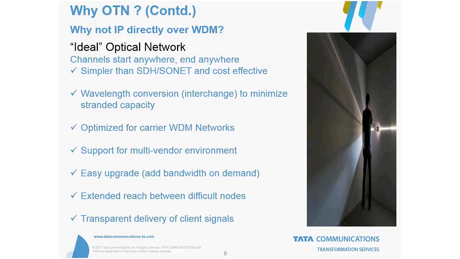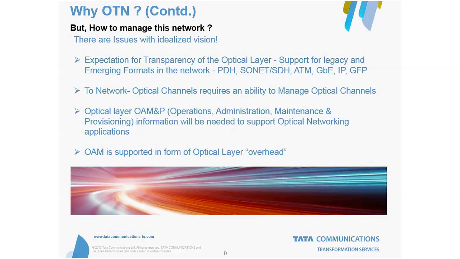It should be optimized to carry carrier WDM networks, and it should support a multi-vendor environment because operators might use equipment from different vendors. It should be easily upgradable so that you can increase its bandwidth at your own requirement and wish, and it should provide an extended reach between difficult nodes. When I mention difficult nodes, the nodes could be at far off places. So whatever the condition, it should provide an extended reach, and it should also provide transparent delivery of client signals. So imagine that the optical layer should satisfy all these conditions.